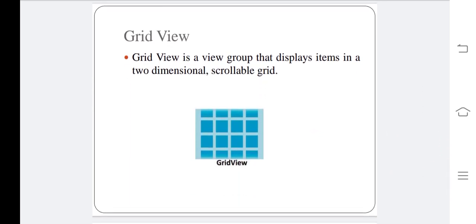And the last layout is grid view. Grid view is a view group that displays items in a two-dimensional scrollable grid. The grid items are not necessarily predetermined, but they are automatically inserted into the layout using a list adapter. Grid view is shown below.